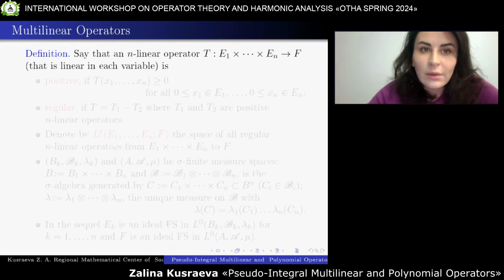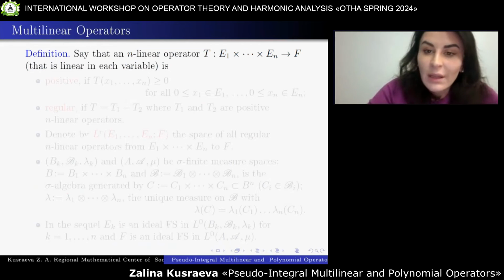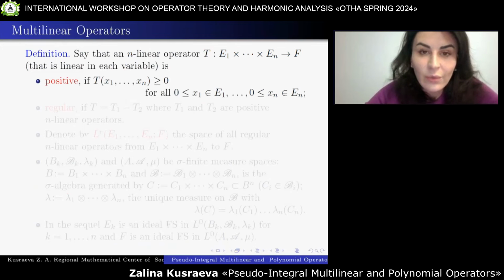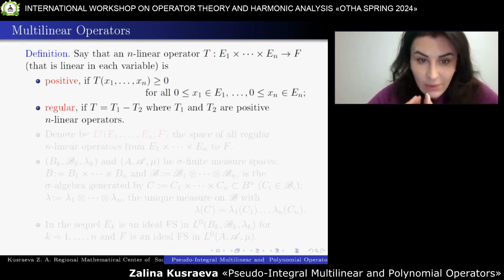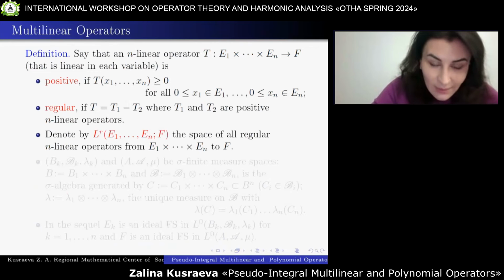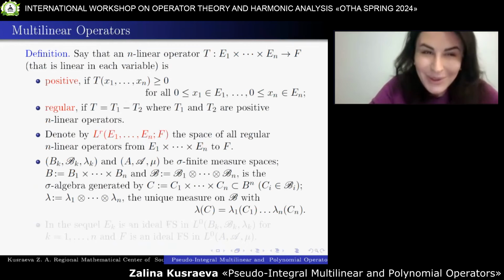Now I will recall some definitions regarding multilinear operators. These are operators that are linear in each variable, and the multilinear operator acts from the Cartesian product of E1 times through En to F. It is called positive if each collection of positive elements is sent to a positive element. It is called regular if it is representable as a difference of two positive operators. By this symbol we denote the space of all regular multilinear operators acting from here to here.